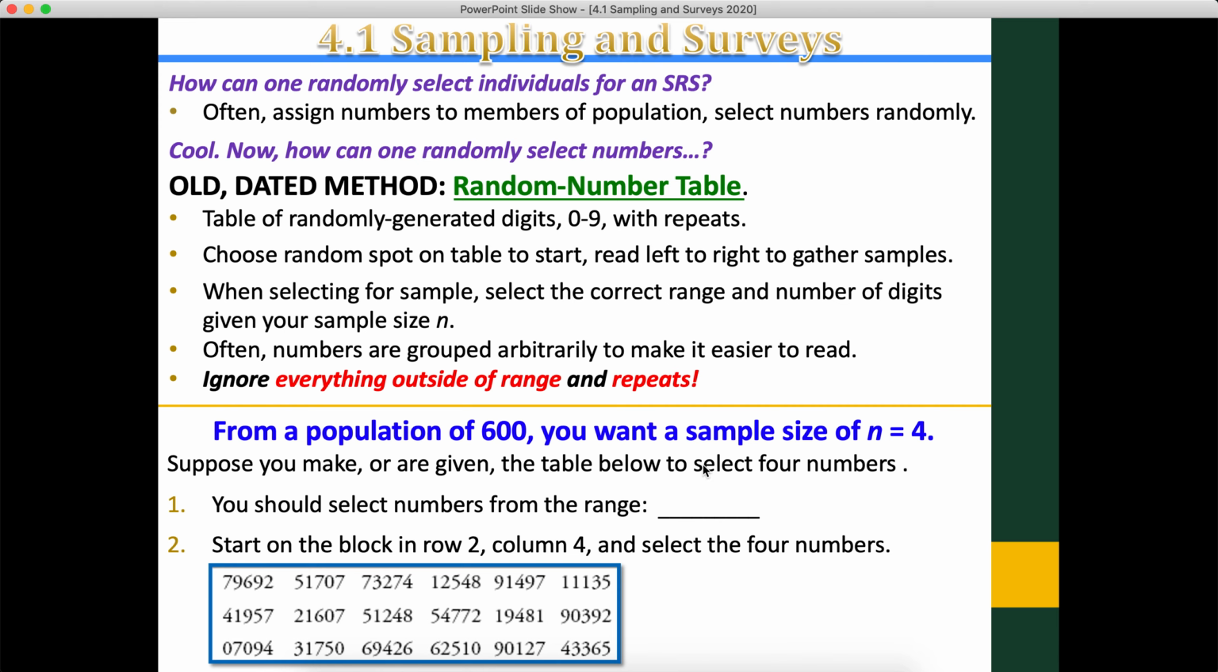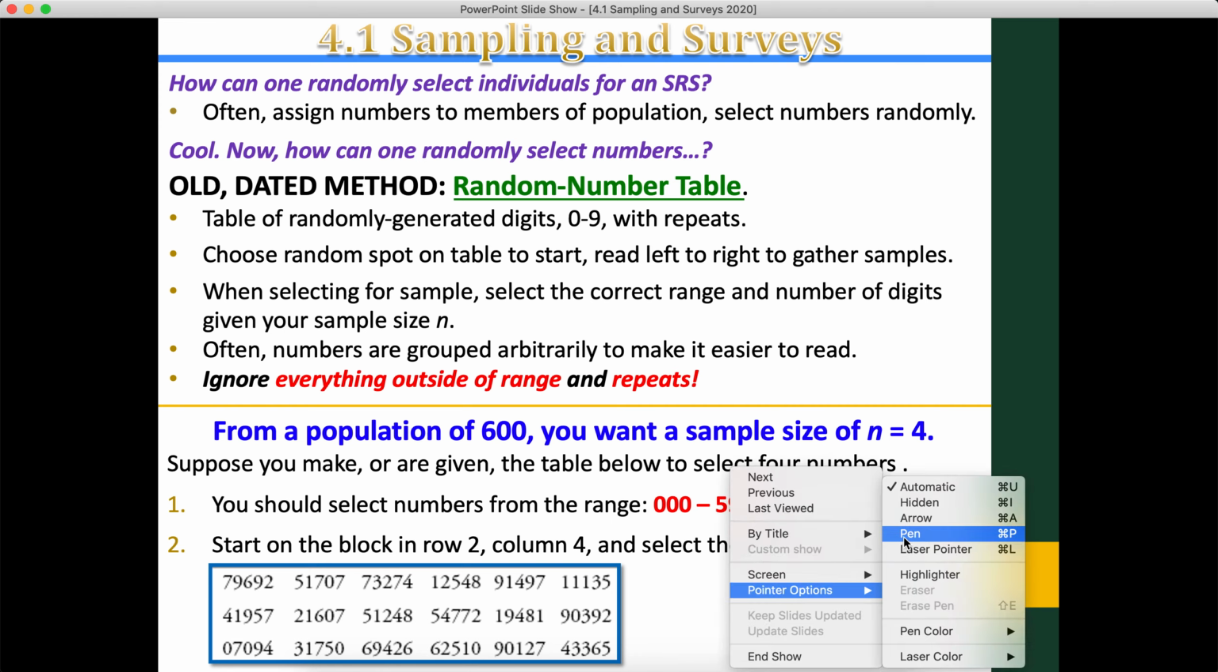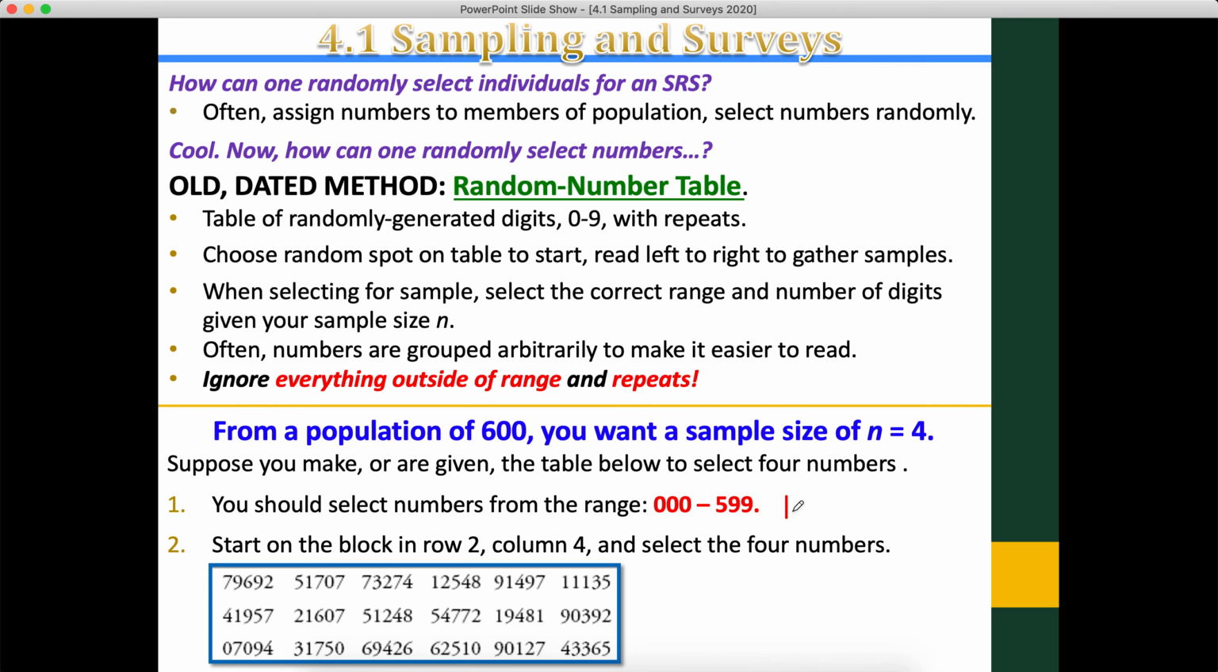So suppose, given the table below, for example, I want to select 4 numbers. I should select numbers from either the range where we start at 000 and go to 599. I'm sure computer scientists are very keen to start at 0. But we could also select numbers 1 to 600. That sounds more intuitive, but keep in mind that we're ignoring everything outside of our range. So if I go with method 1, I'm just ignoring 600 and above.